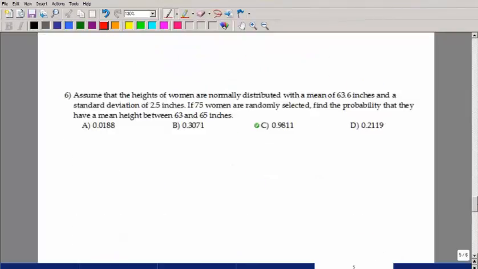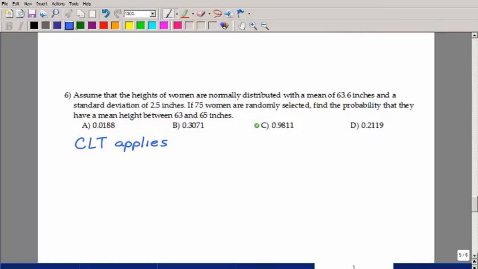All right, one more problem for this section. Hopefully this is helping clarify this for you. Assume that heights of women are normally distributed with a mean of 63.6 inches and a standard deviation of 2.5. If 75 women are randomly selected, find the probability that they have a mean height between 63 and 65 inches. I haven't written this down before, but I'm going to write it here. It's what I said for the last two problems: the central limit theorem applies, same reasoning as the last two.